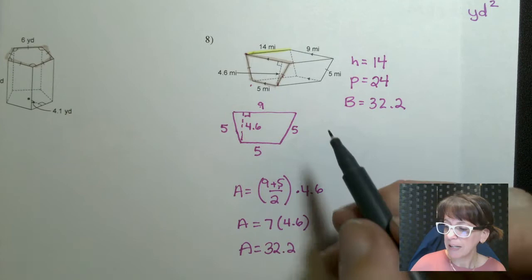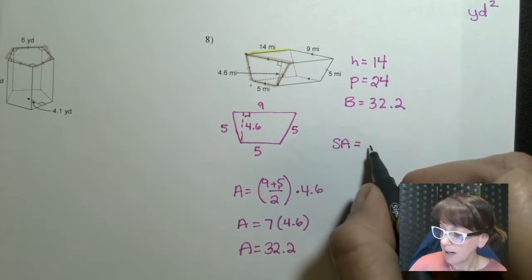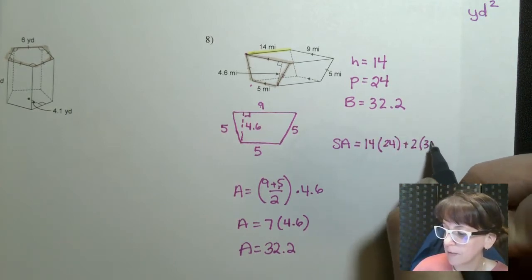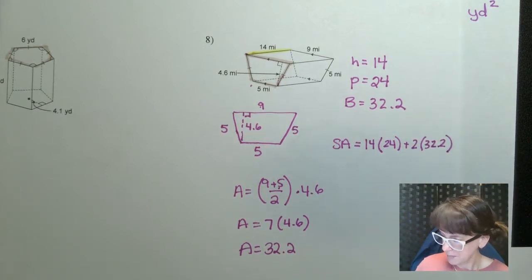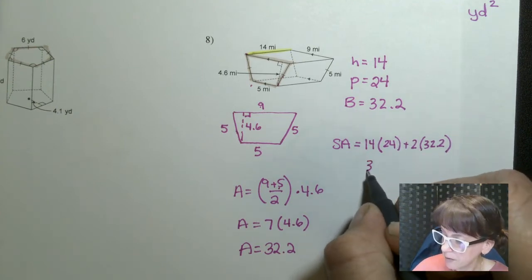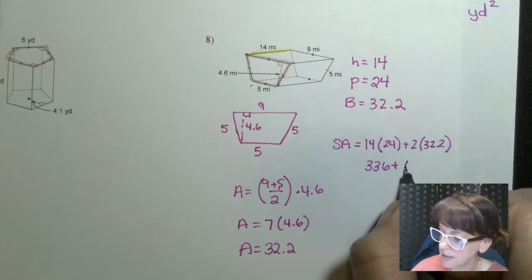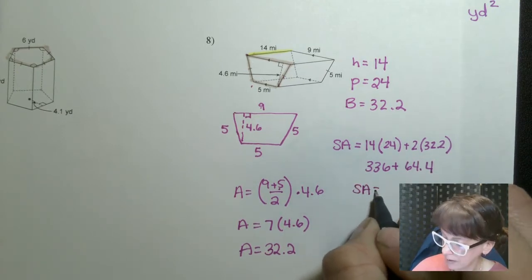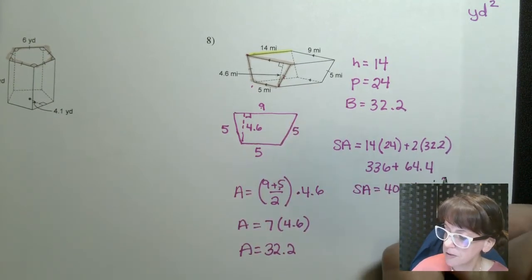Okay. So now we're ready to use our formula. The surface area equals the height, which is 14, times the perimeter, which is 24, plus 2 times the area of the base, because there are 2 bases there. So 14 times 24 gives me 336, plus 32.2 times 2, which is 64.4. Add those together, we get a surface area equals 400.4, and we're talking miles, so miles squared.